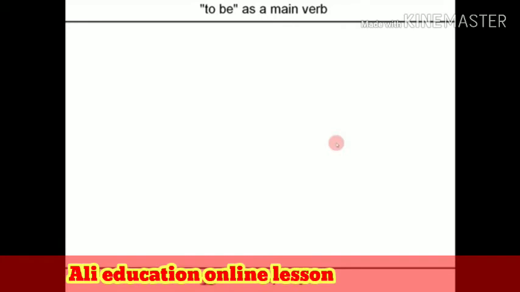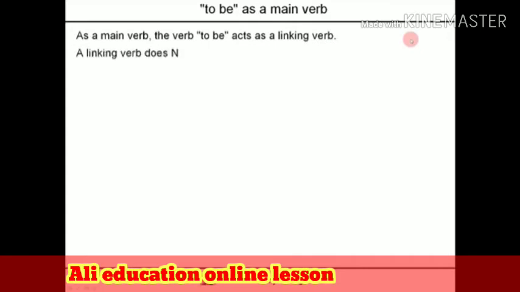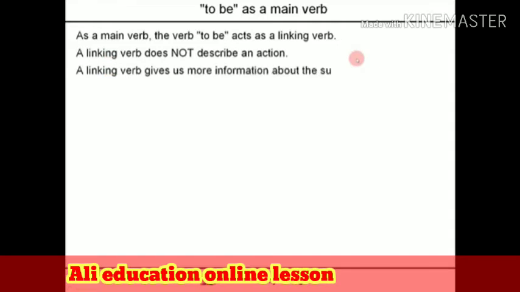So first of all, to be as a main verb. As a main verb, the verb to be acts as a linking verb. A linking verb. So what is a linking verb? Well, first of all, a linking verb does not describe an action. Most other verbs describe an action, but not a linking verb. A linking verb gives us more information about the subject of the sentence.